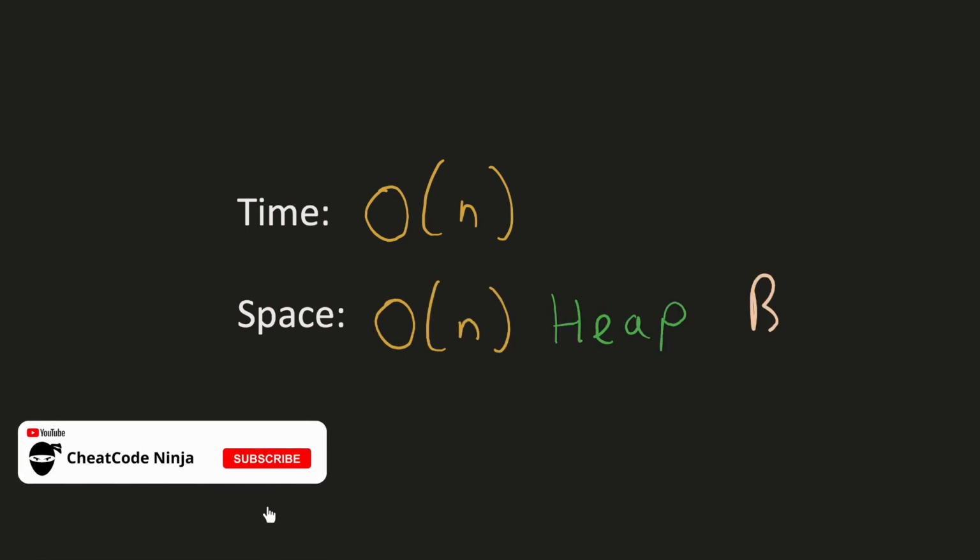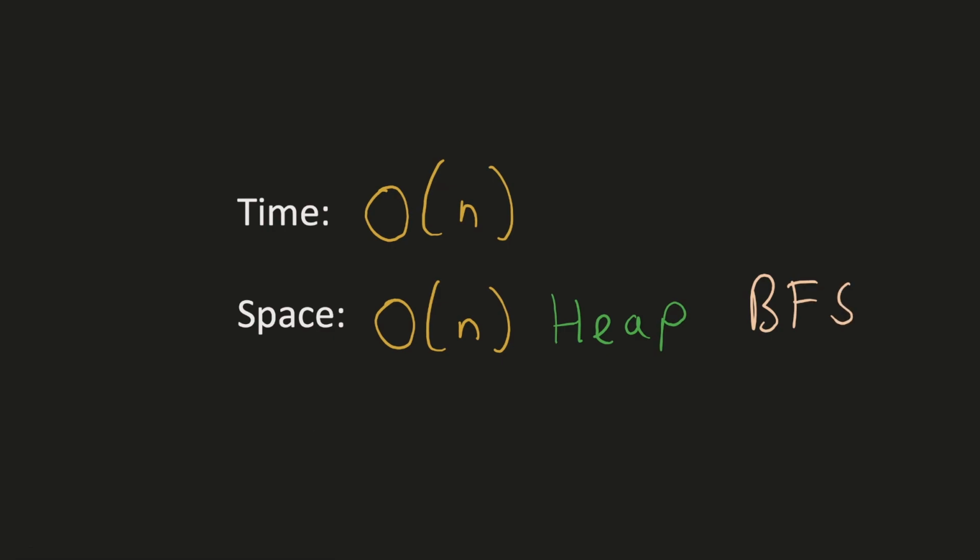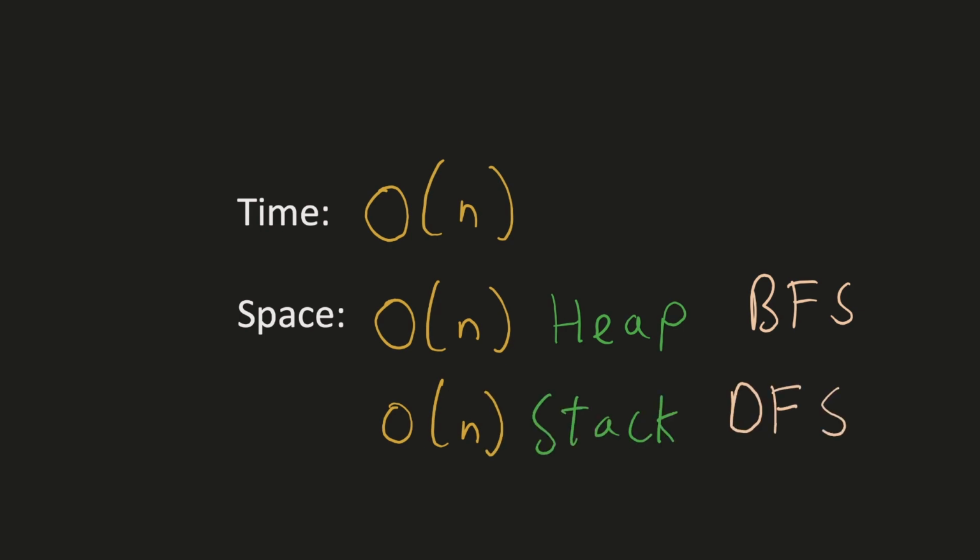The time complexity of this would be O of n because we only have to go through all the rooms once. And the space complexity would be O of n heap memory in the case of BFS because we have to use a queue to maintain all the neighboring rooms. And the space complexity would be O of n stack memory in the case of DFS because of a recursive call stack.